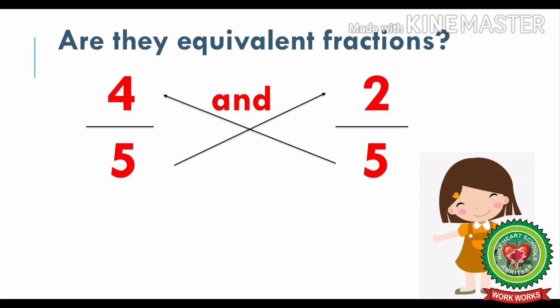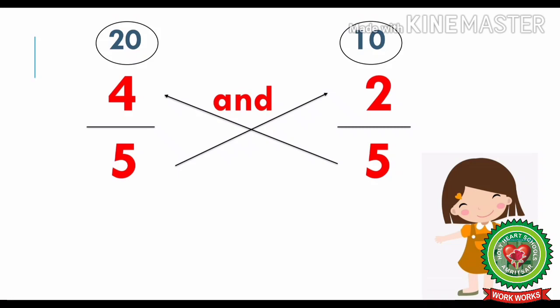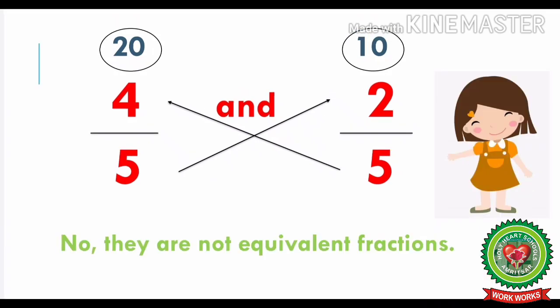That means we have to multiply 5 by 4 and 5 by 2. So, first we will multiply 5 by 4. So, 5 4s are 20. Then we will multiply 5 by 2. So, 5 2s are 10. Now we have to compare the products. So 20 and 10 are not the same numbers. That means they are not equivalent fractions.